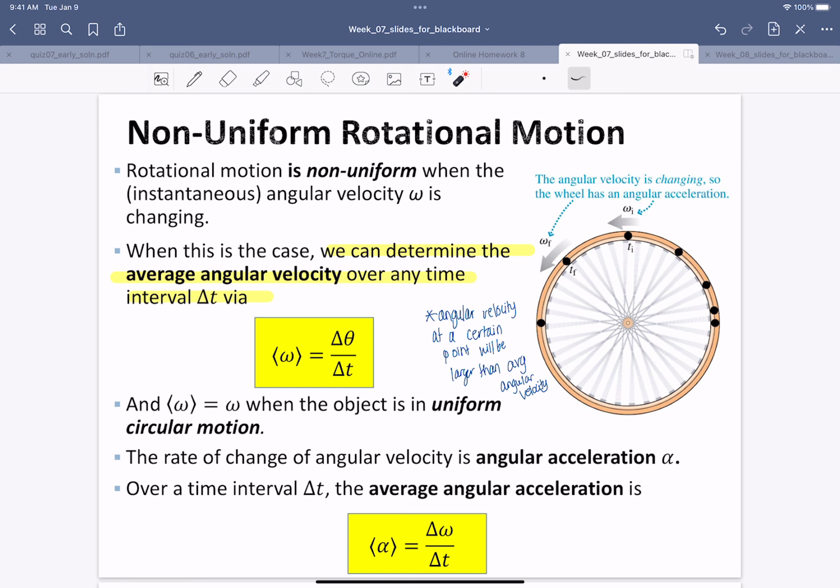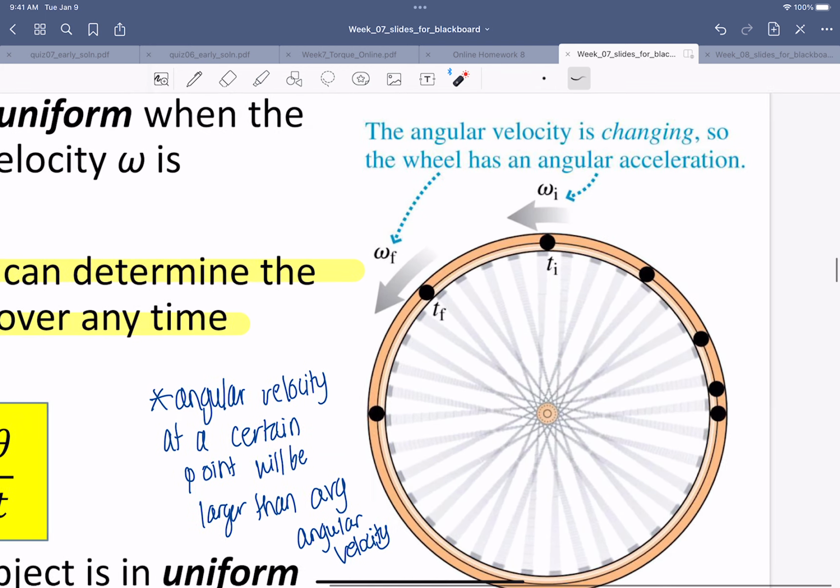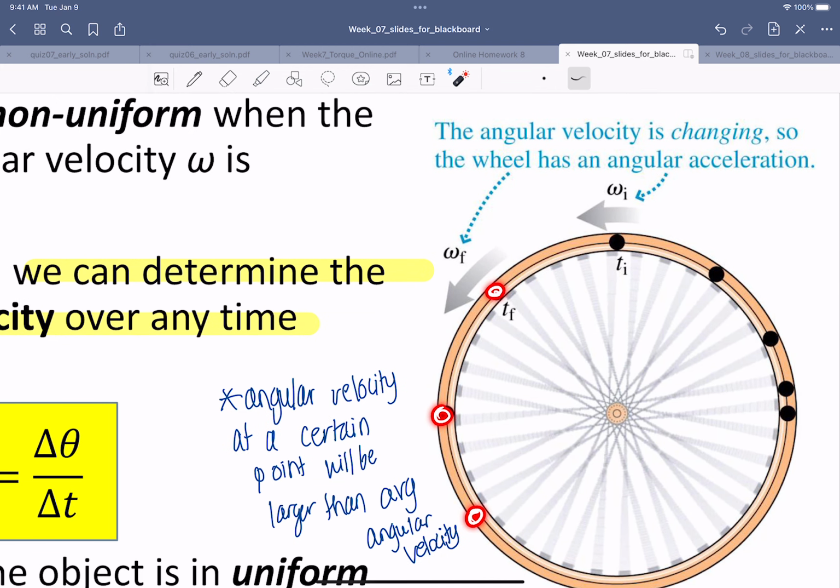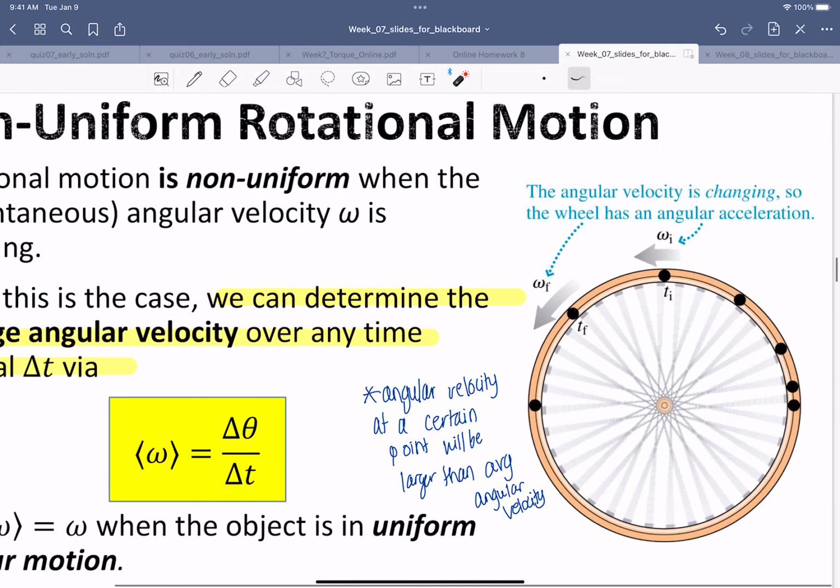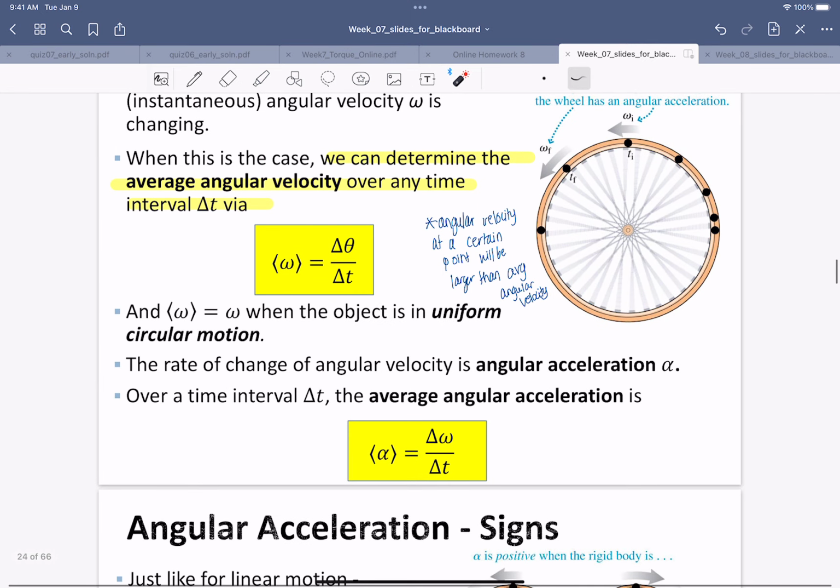So the average angular velocity over time is equal to the instantaneous. Like if I take the angular velocity at any single time interval, it's going to be equal to the average. And that's the same for uniform linear motion. In the first couple of weeks, our average speed is equal to our instantaneous speed. So at every single time interval, our velocity is the same as the average velocity over the entire interval. So when your average is equal to your instantaneous, that's when you're uniform. Otherwise, you're non-uniform.